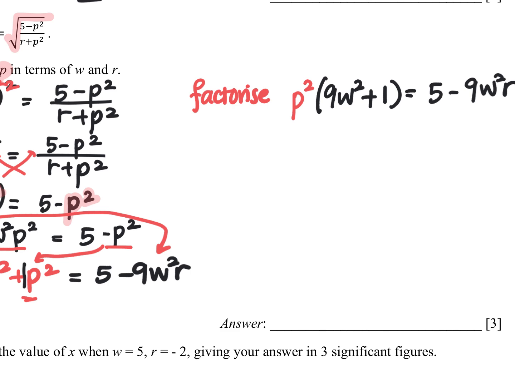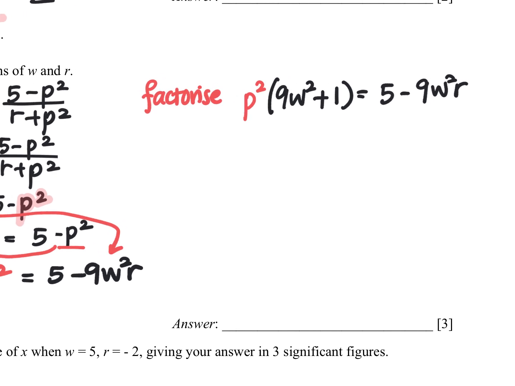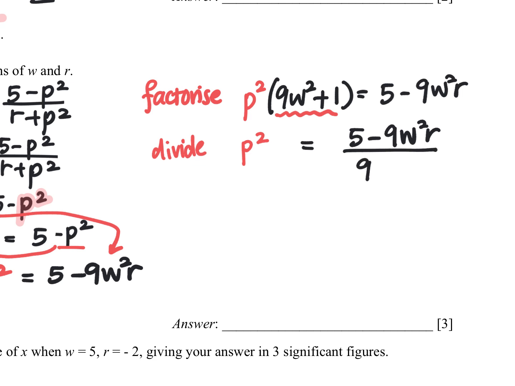Okay, next step, after that we are going to try to get p square on our own. So we're going to do division. We're going to divide this whole thing away, and it goes down below. Okay, so I'm going to divide it away. We will have (5 minus 9w square r) over (9w square plus 1).